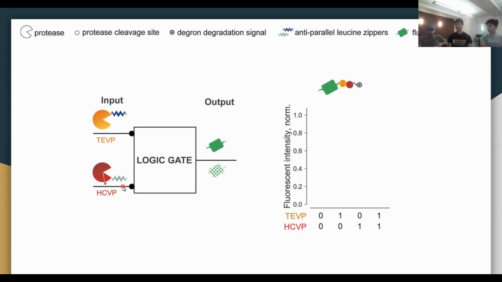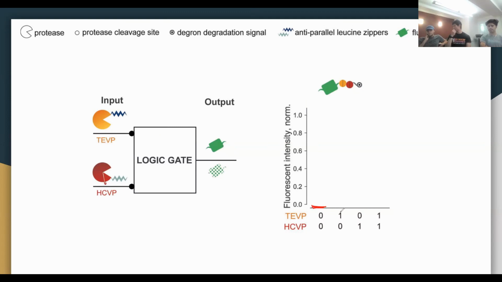Okay. But the fun part is this. Let's take a look at what happens if we don't add either of these. If we don't have the yellow Pac-Man and we don't have the red Pac-Man, then these circles aren't cut, right? So the degron, the degrader signal, is still there. So what does the cell do then, Angel? Degrades it. So will you see fluorescence or not? I assume no. So this will be a 0, right? Yeah. So 0, 0 input gives you a 0 output.